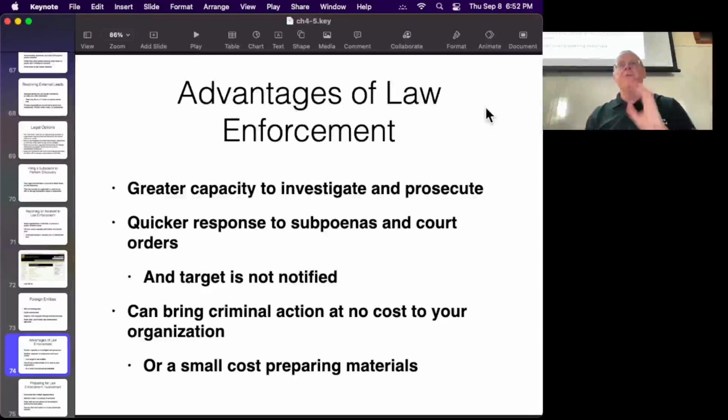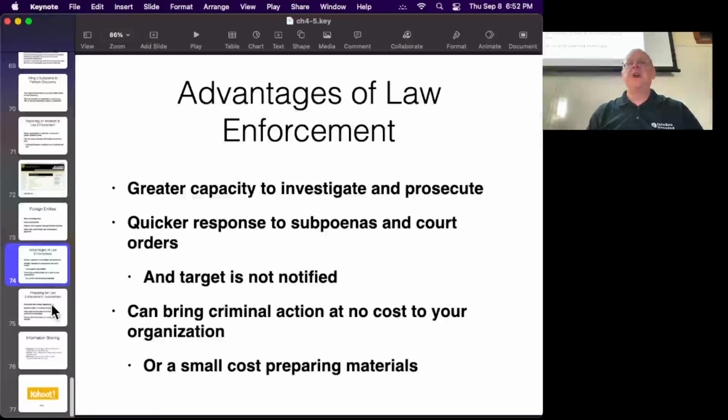So law enforcement, of course, has the ability to actually demand that people do things, at least within their jurisdiction. They get a quicker response, and they can also get data without notifying the target. They can find out like your Twitter account or your Gmail without notifying the target. And this does not cost your organization anything, or maybe a small cost preparing them. So that's one possible advantage. But typically, they will not bother investigating anything unless it's really important because they don't have many resources.